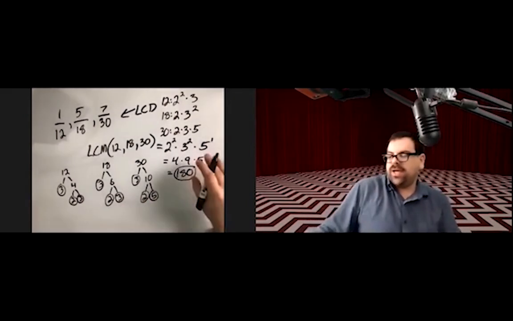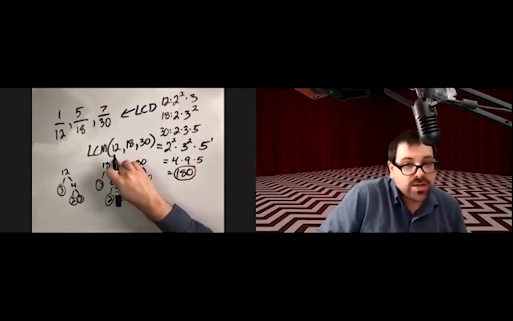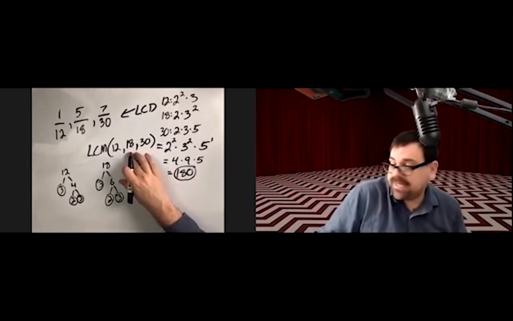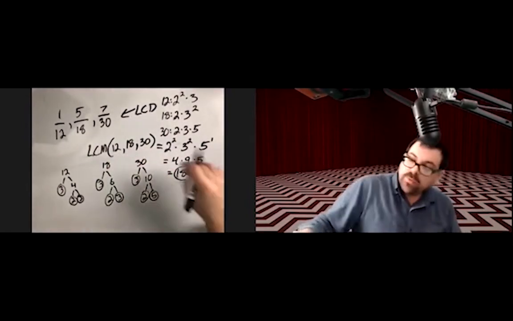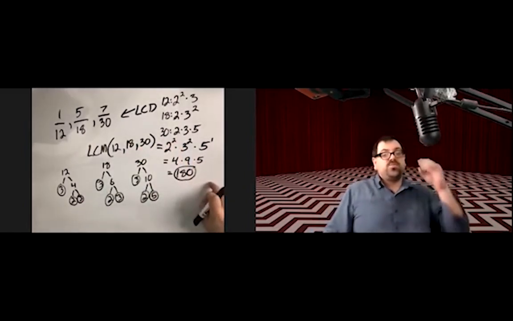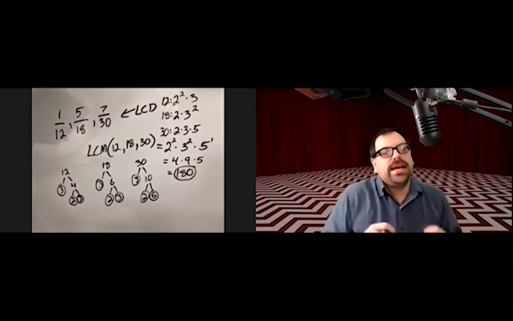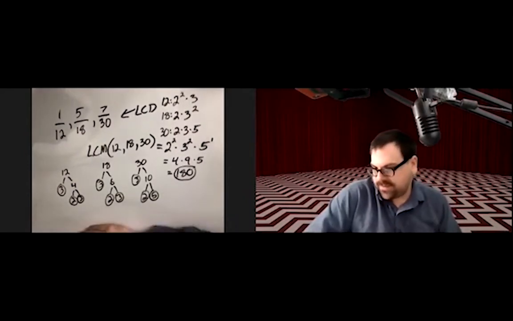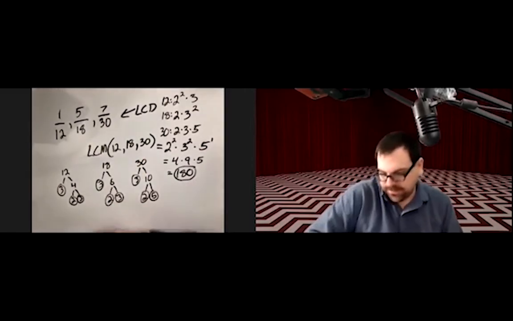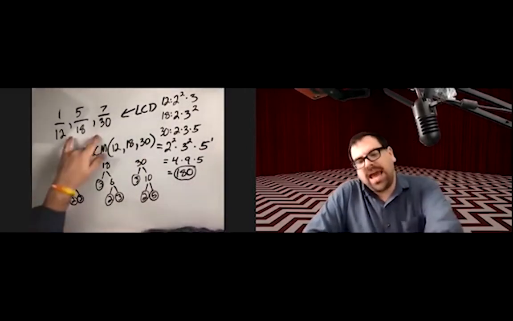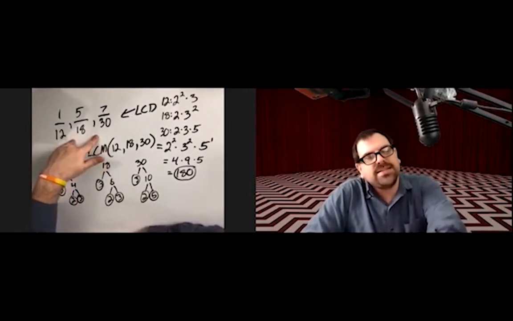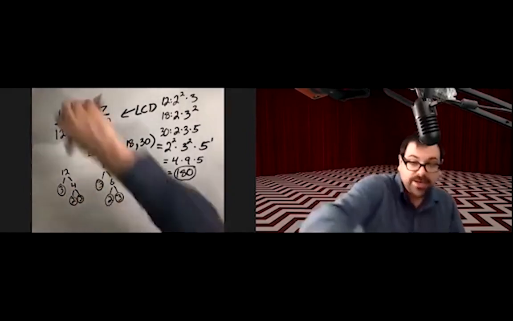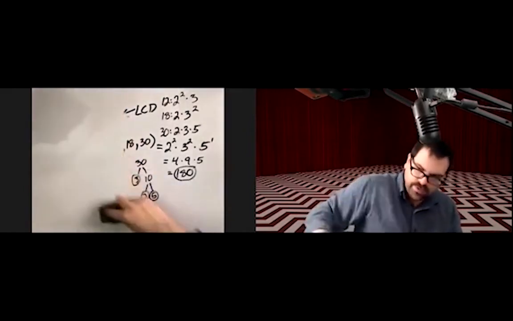If we didn't do it this way, we would have to skip count the 12s all the way out past 180. We would have to skip count the 18s all the way past 180. And we would have to skip count the 30s all the way past 180 to the point where 180 is the first number in common to all three lists. That's why it is the least common multiple. That means if we were to add or subtract these, we would need to write them as equivalent fractions with 180 in the denominator.